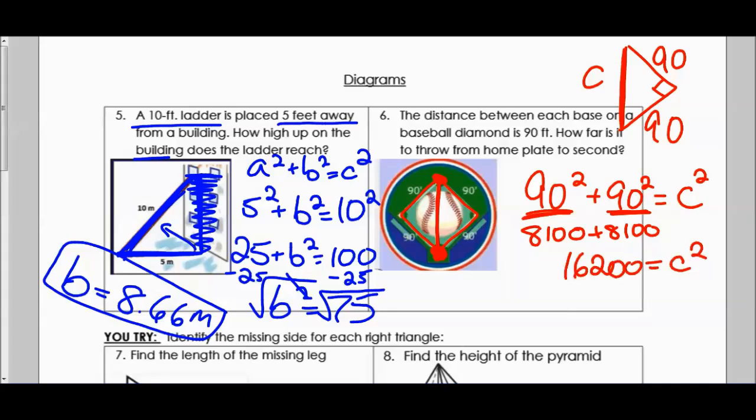That equals C squared. We have one last step. We're going to take the square root of that number. That gives us that C is 127 feet and a little bit extra, about 127.3 feet. Straight from home to second base. Which again makes sense because it's the hypotenuse of the triangle and it should be longer than 90.